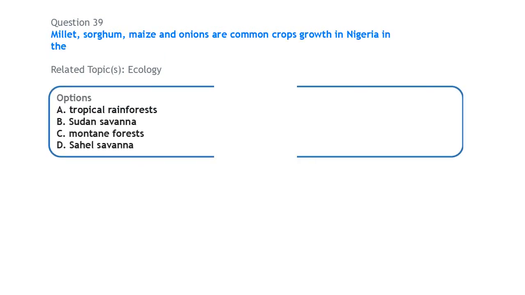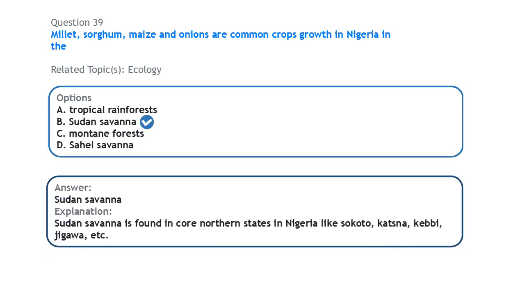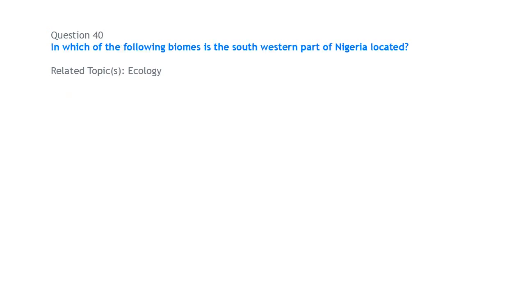Next, also on ecology, millet, sorghum, maize, and onions are common crops grown in Nigeria. They are commonly grown in the Sudan savannah, the core northern states in Nigeria like Sokoto, Katsina, Kebbi, Jigawa, etc.